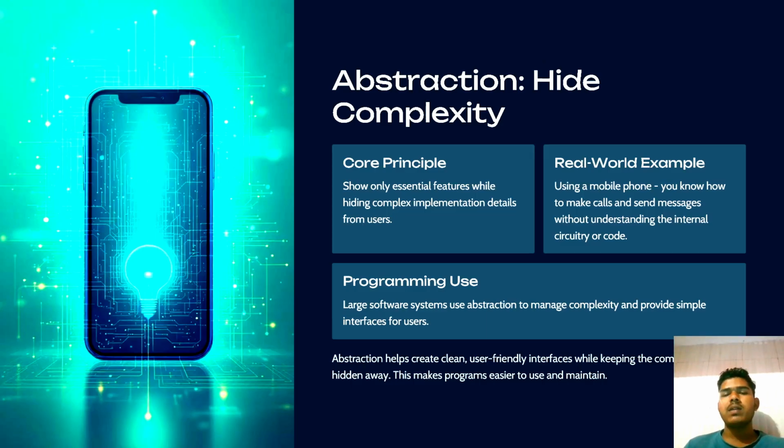So next one is abstraction in Python. It shows only essential features while hiding complex implementation details from users. In programming, large software systems use abstraction to manage complexity and provide simple interfaces for users. Abstraction helps create clean, user-friendly interfaces while keeping the complex logic hidden away. This makes programs easier to use and maintain.